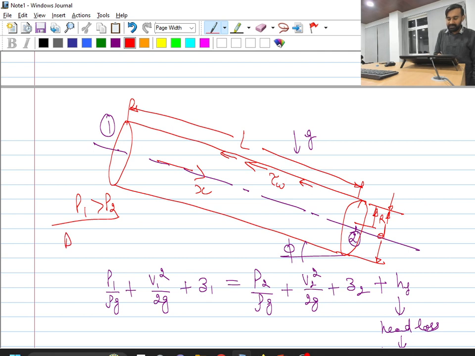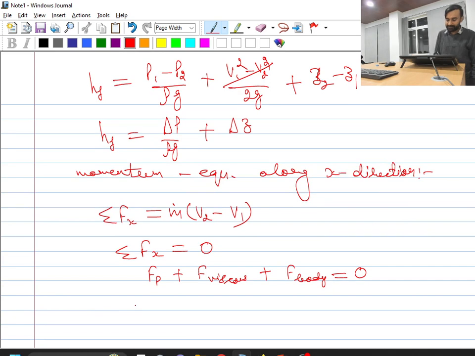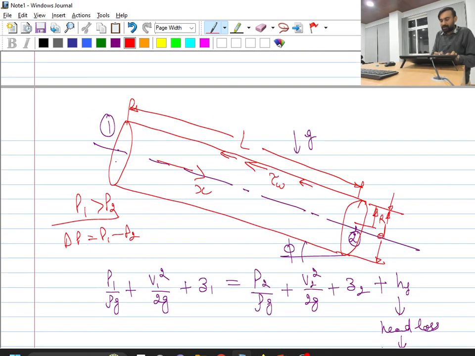If delta P is nothing but P1 minus P2, then my pressure force will become simply delta P times area. Area is pi r square. So for this piece of fluid element, delta P into pi r square will be my pressure force. What about shear force? Because this pressure was more and this pressure was less, the direction of the pressure force is towards positive x direction, so I have kept it positive. The wall shear stress is acting parallel to the negative x direction.